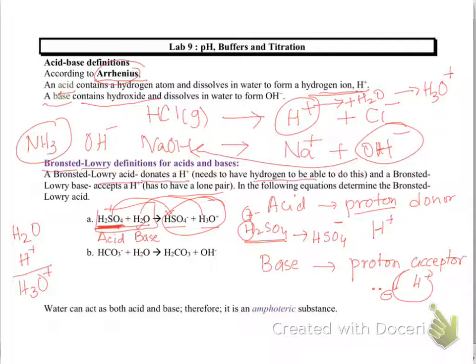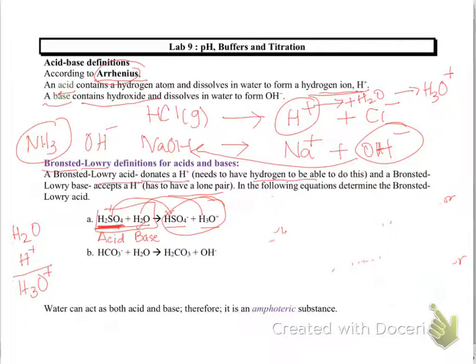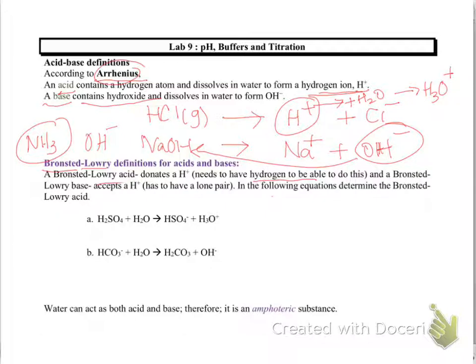Now acid, once it is done losing the proton, forms conjugate base. So what does that mean? This was my acid, and after losing the proton, it is forming HSO4 negative. We call it conjugate base. This was my base, water, and base after accepting the proton forms conjugate acid.